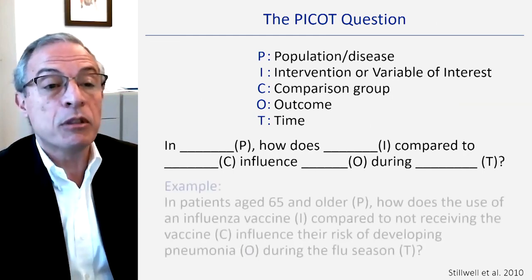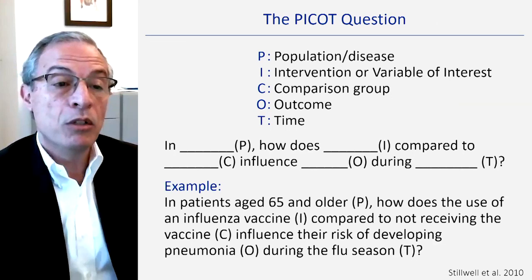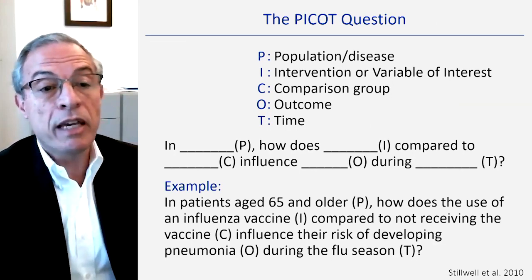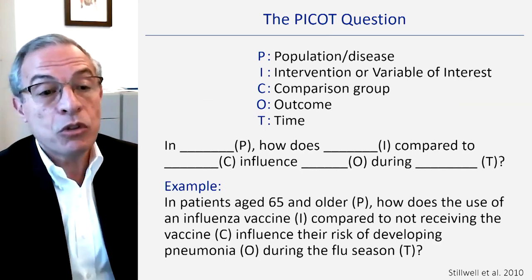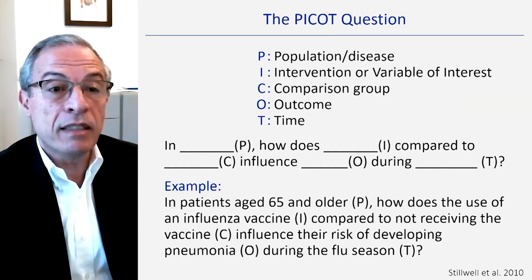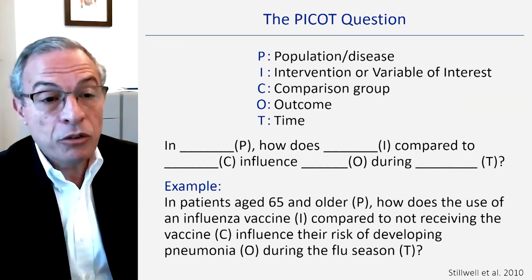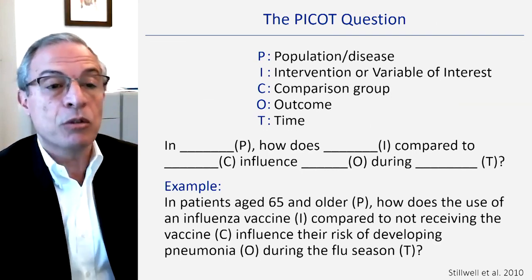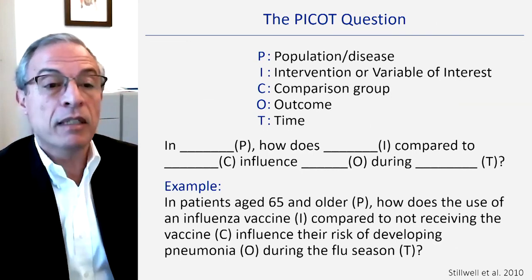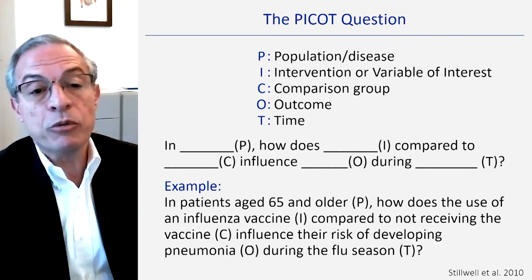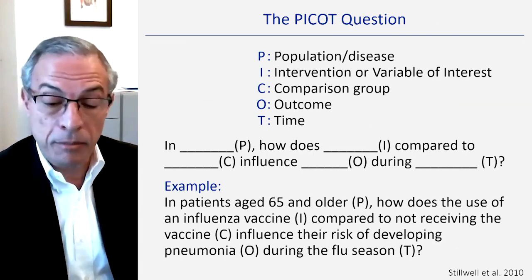And a little bit more concrete example, you would say, in patients age 65 and older, that's the population, how does the use of an influenza vaccine, that's the intervention, compared to not receiving the vaccine, that's the control, influence their risk of developing pneumonia, that's the outcome, during the flu season, and that's the time.